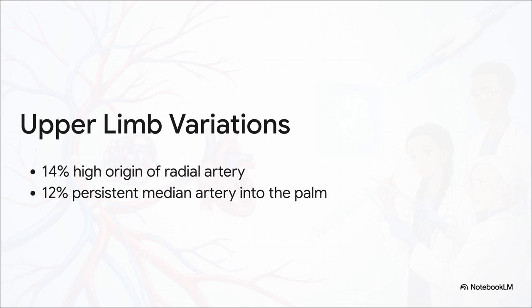This leads to 2 vital anatomical variances you need to be ready for during peripheral interventions. Roughly 14% of patients will have a high origin of the radial artery branching off proximal to the cubital fossa, and up to 12% will feature a persistent median artery extending all the way down into the palm.